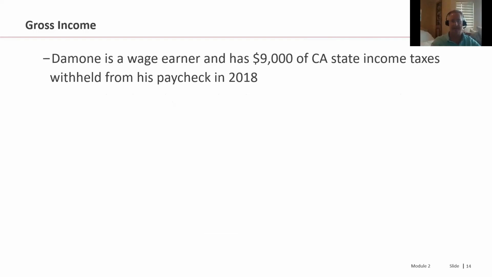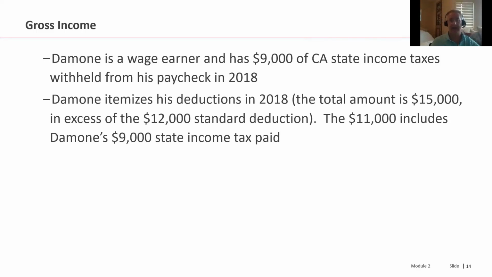Pretty simple and straightforward. So let's move to 2018, where he's a wage earner, and clearly got a big raise because now he's had $9,000 withheld from his paycheck in 2018. He itemizes again. The total amount is in excess of the $12,000 deduction, and $11,000 of that is his state income taxes paid.